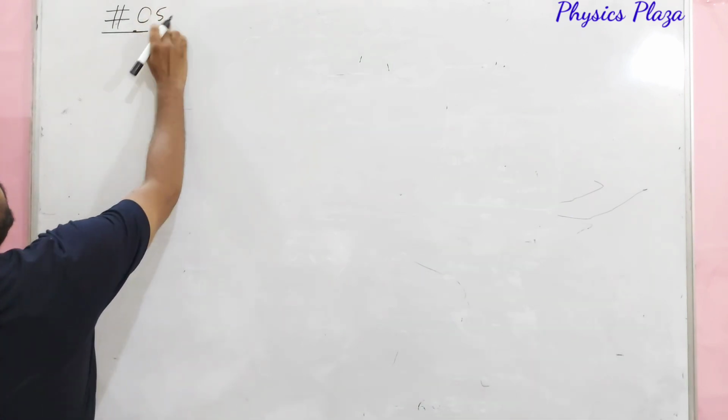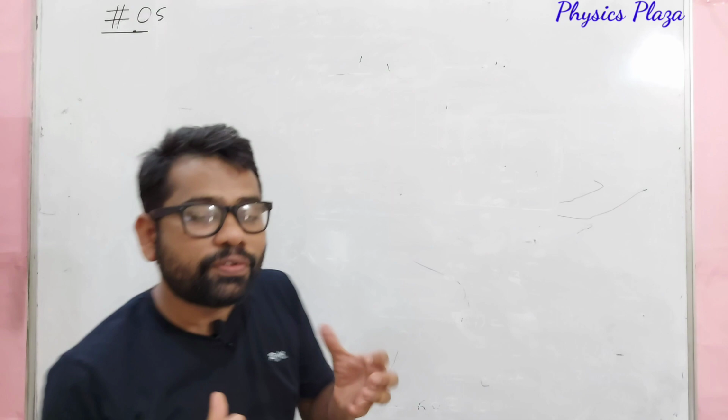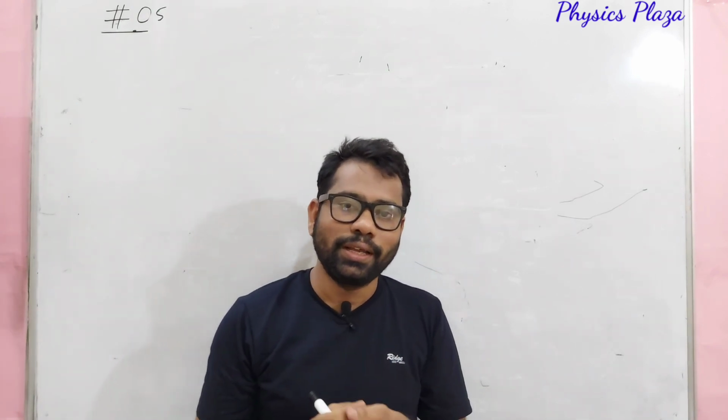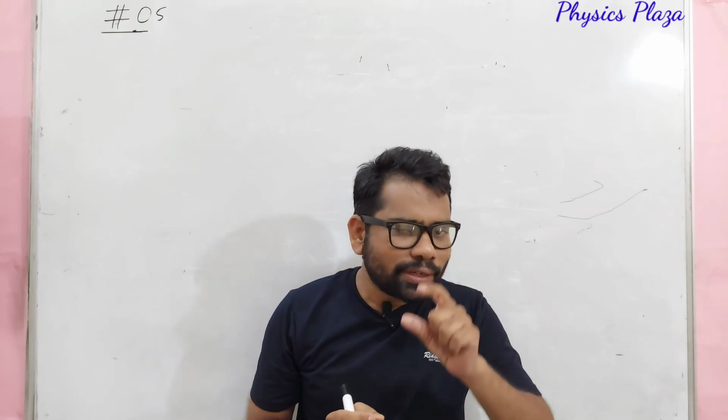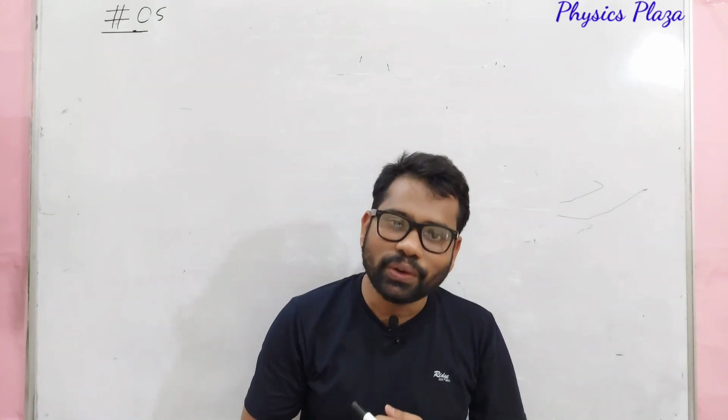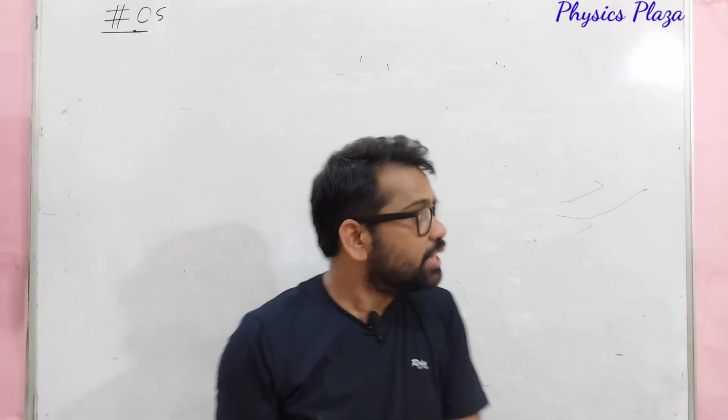So here question number 5 is based on law of refraction, especially it is based on Snell's law. What is Snell's law, dear children? The ratio of sine of angle of incidence to the sine of angle of refraction is always constant. That constant only we can call as a refractive index.